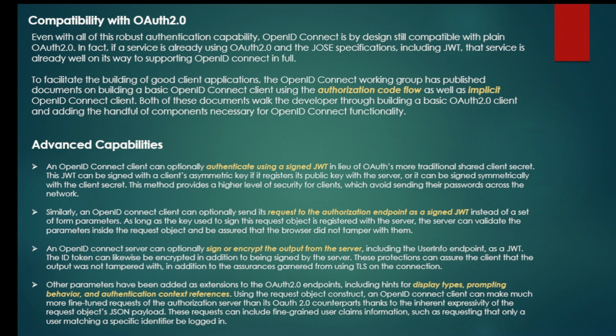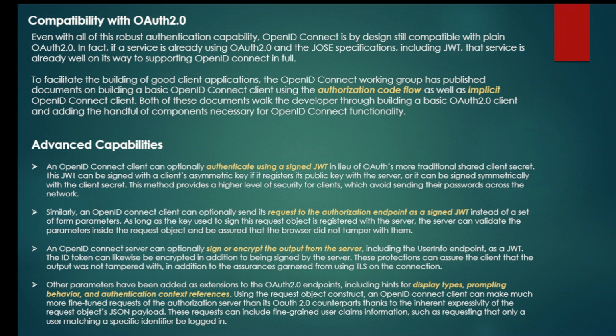So using these two grants, the authorization code flow, as you have seen in OAuth, as well as implicit, the group has published documents on how you can build a basic OpenID client. It can help you to build that client, and you can go for testing and see the functionality also. Maybe I'll show you an example quickly using the authorization code flow, so we can understand OpenID Connect.